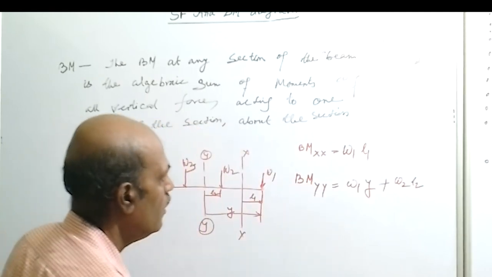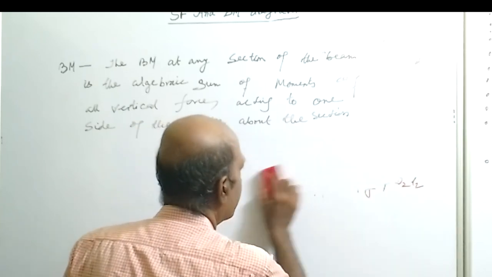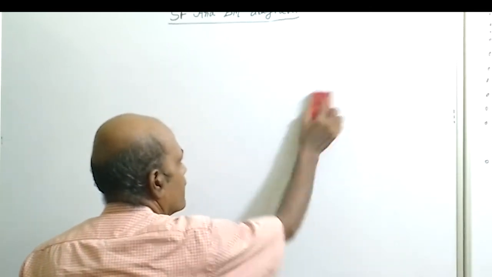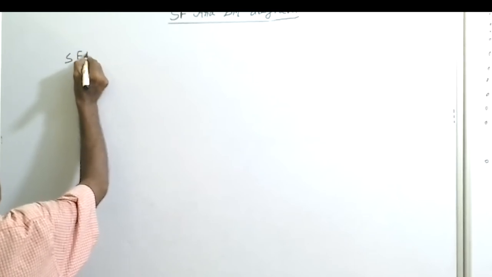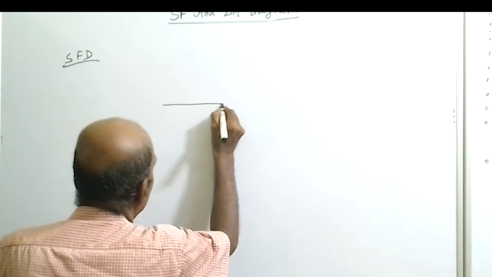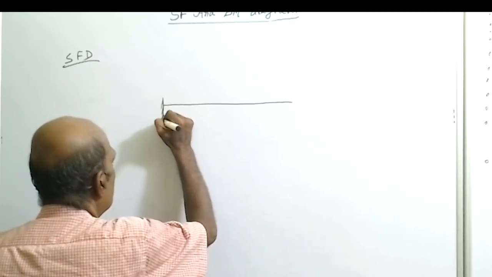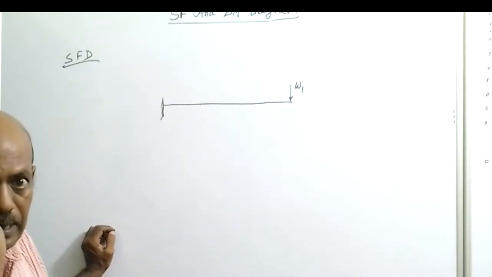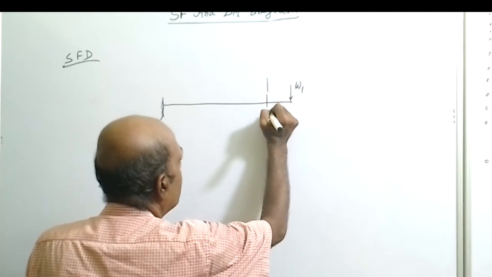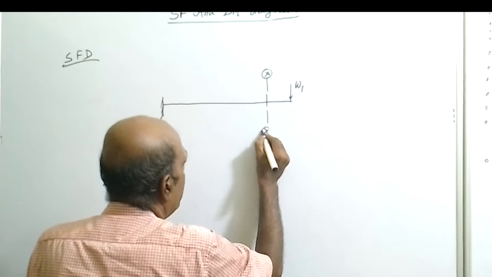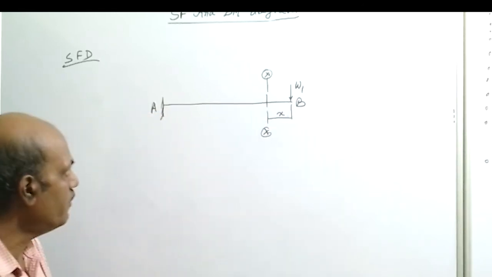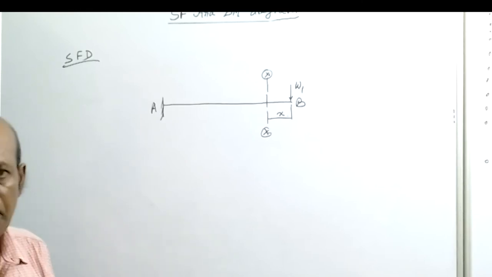Now, we'll see what is called the bending moment diagram and shear force diagram. First we will see the shear force diagram. What is a shear force diagram? Consider a cantilever beam under a point load, say only one point load W1 acting over the beam. Consider a section XX at a distance X from the free end. AB is the beam and W1 is the point load acting at the free end of the beam.